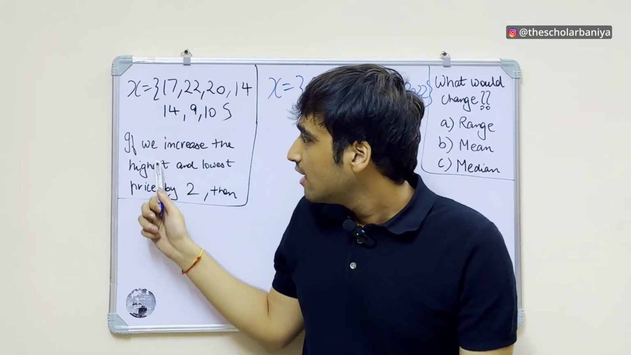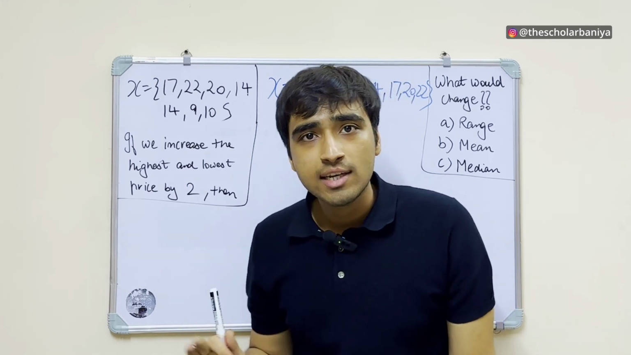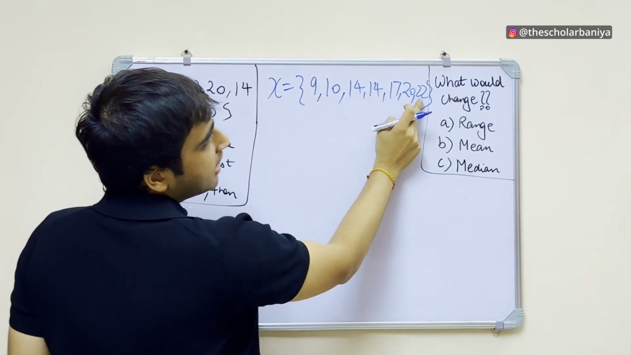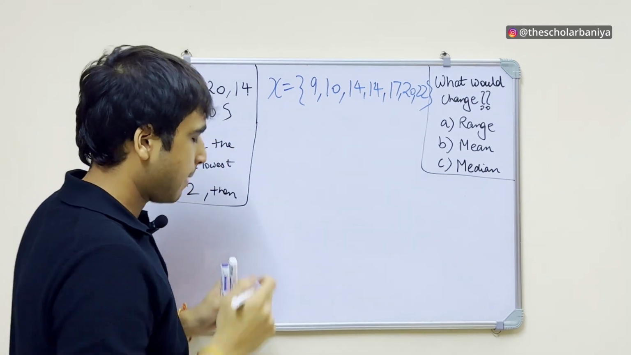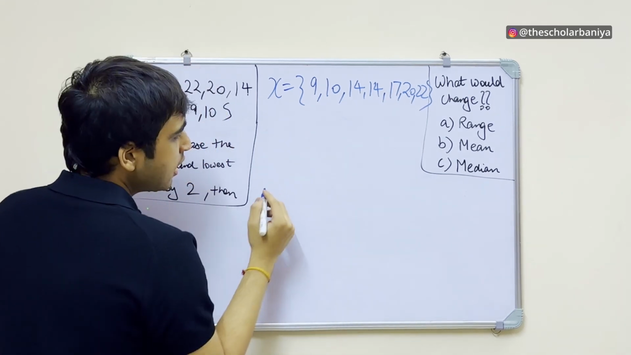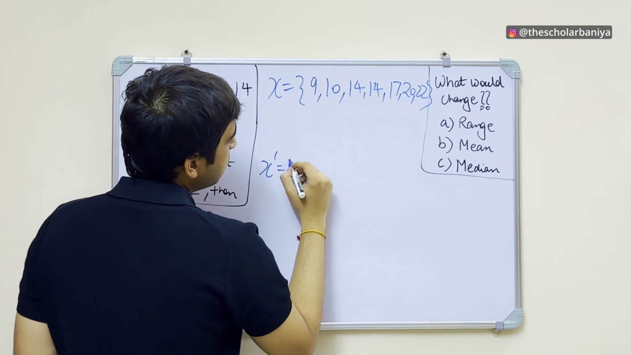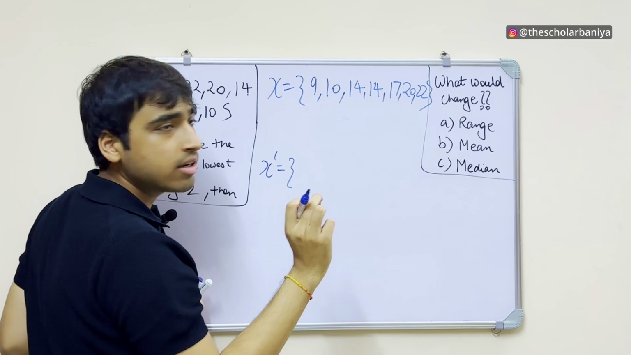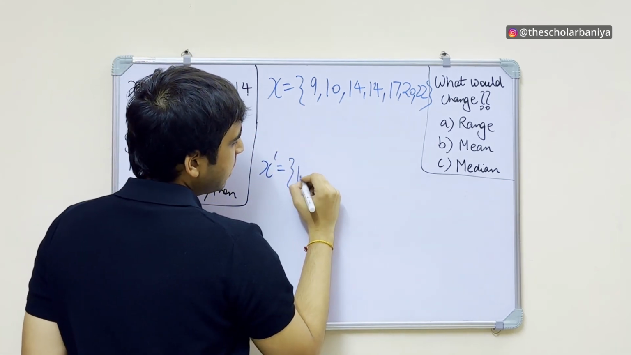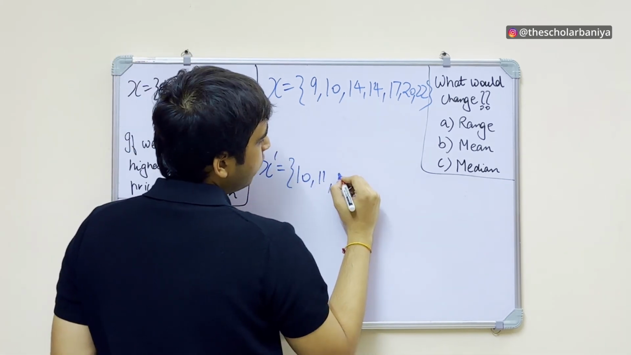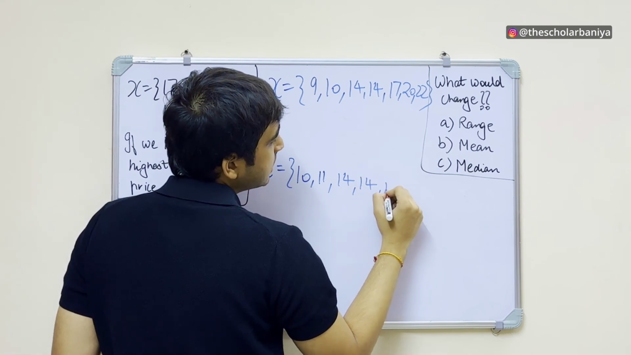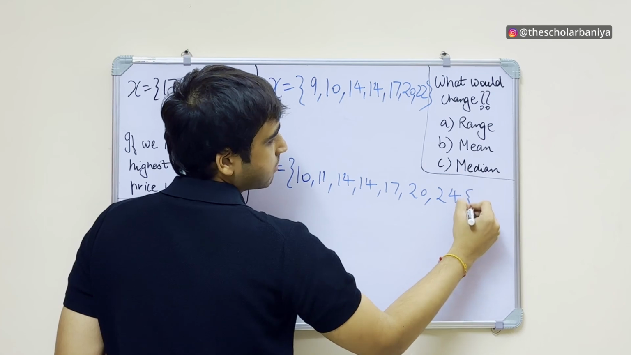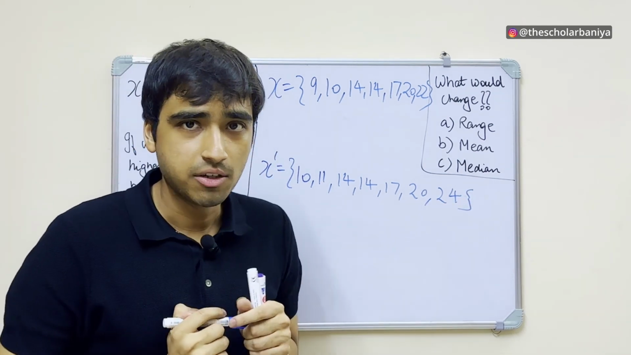Now we are told that we increase the highest and the lowest value by 2. So the lowest one is this, so we add 2 to this, and the highest one is this, we add 2 to this, right? So the new set becomes what? This becomes 11, right? But we have to arrange in ascending order, so 10 will come first. So this will become 10, 11, 14, 14, 17, 20, and 22 plus 2, 24. I hope this is absolutely clear, right?